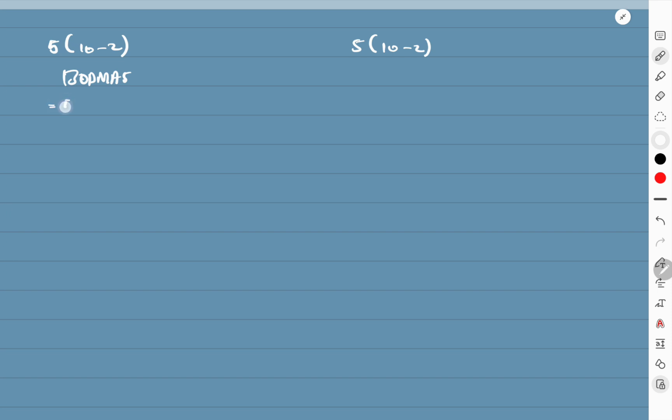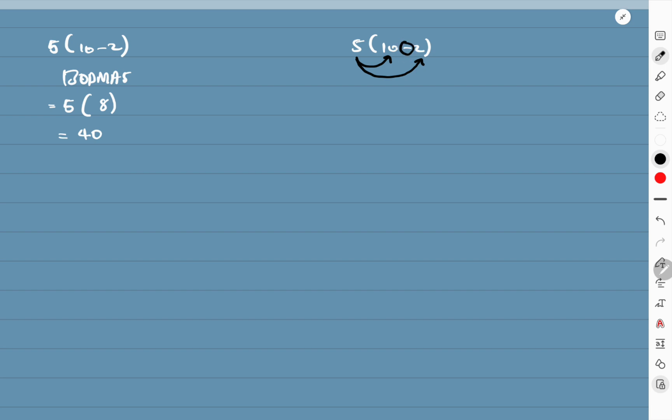So inside the bracket, I have a what? I have a 10 minus 2. And what is 10 minus 2? That is going to become 8. And what is 5 times 8? That is going to become 40. Now let me go to the other side and use distributive law and see if I'm going to get a 40. Distributive law says this particular 5 will multiply the 10, and the very same 5 will multiply the 2.